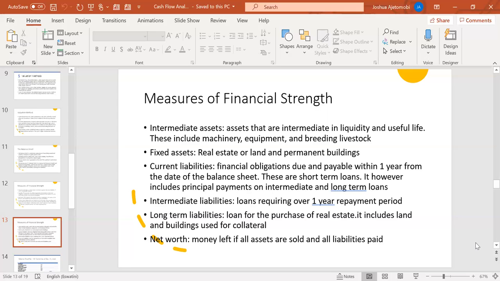But long term would be the real estate, the buildings. Maybe if I come to your bank now and say I want to take a loan, definitely you may require me to put down my house or my landed property, my CFO or something. All those ones also, they are long-term liabilities. So then we have defined net worth, so let's move forward.